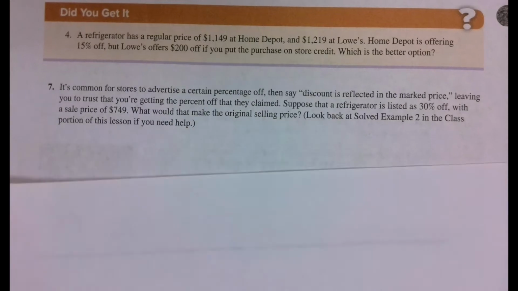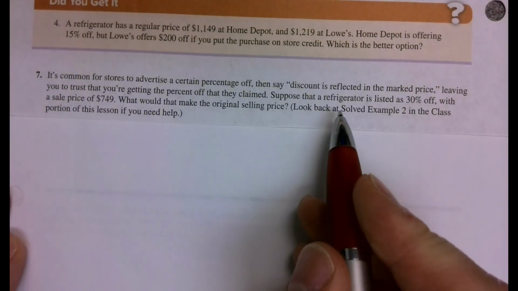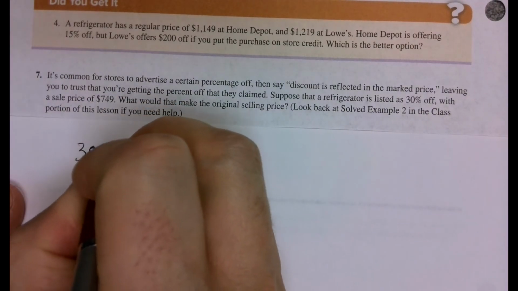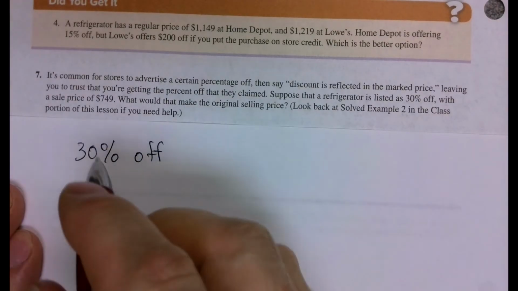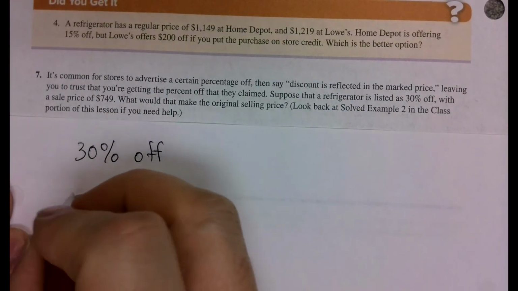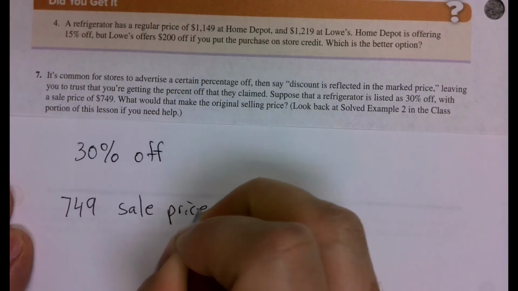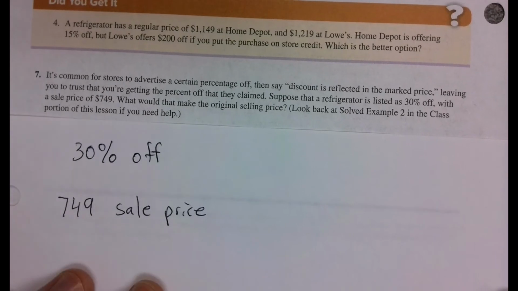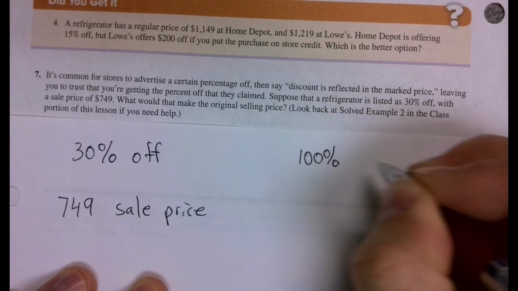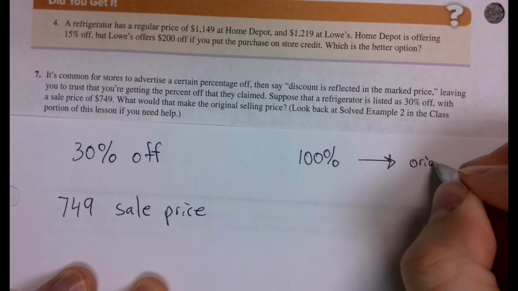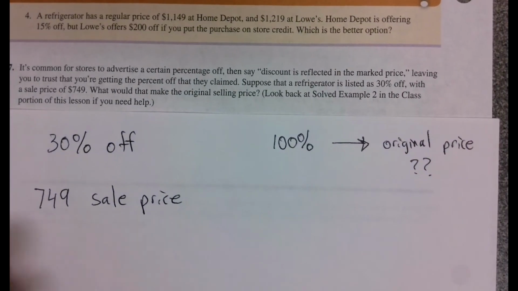Ooh, tough question here. So let's break it down. What do we know? So we know that we have a 30% off as an advertised amount. So this is the discount, and that's off the original. And we know that the sale price is $7.49. So if I could make a little diagram here that might help. So somewhere we have 100% of the price. That's the original price. This is unknown. We don't know this value currently. We're going to calculate that.